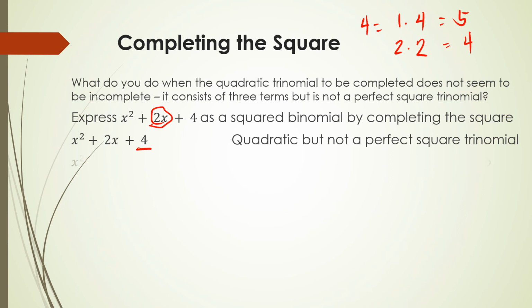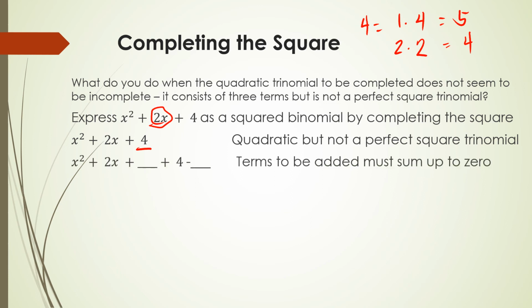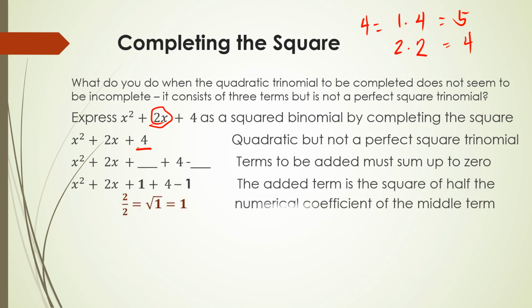So, ang kailangan natin gawin is to add a number na magiging 0. So, ibig sabihin, hindi makaka-apekto dun sa equation. Mag-a-add tayo dito ng number sa dalawang side. Okay? So, mag-a-add tayo ng 1 and then negative 1. 1 dito and then negative 1.